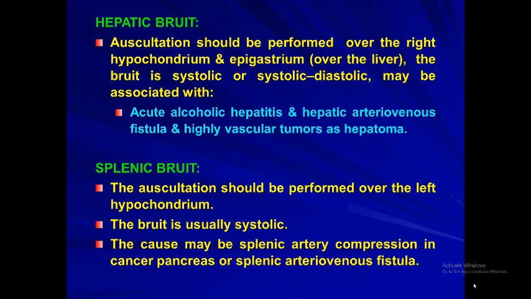Splenic bruit. Auscultation should be performed over the left hypochondrium, just above the level of the costal margin, just lateral to the midclavicular line. The bruit is usually systolic. The cause may be splenic artery compression in cancer pancreas, or splenic arteriovenous malformation or fistula.